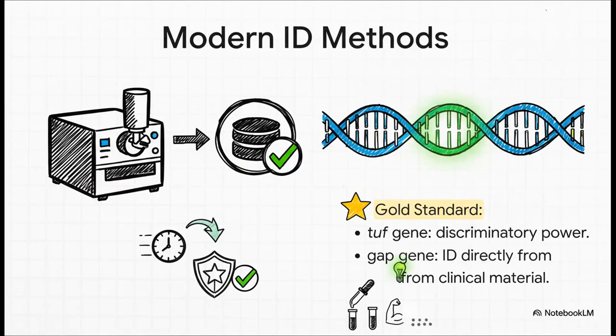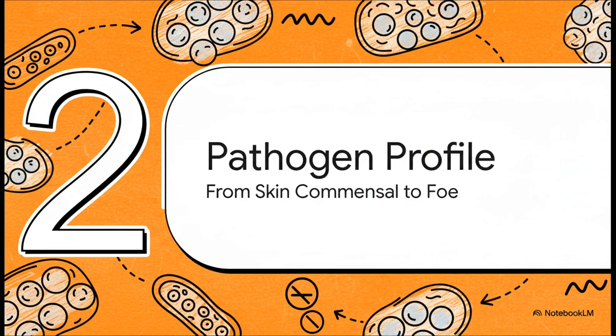Thankfully, we have much better tools now to get around these phenotypic problems. MALDI-TOF mass spec can give us a fast, reliable ID, but, and this is a huge but, the database it uses absolutely has to have high-quality, genomically verified reference spectra. For years, public databases had the wrong references, which just made things even more confusing. Of course, the gold standard is gene sequencing. The tuf gene specifically is much better at telling these coagulase-negative staph species apart than the classic 16S rRNA gene is.